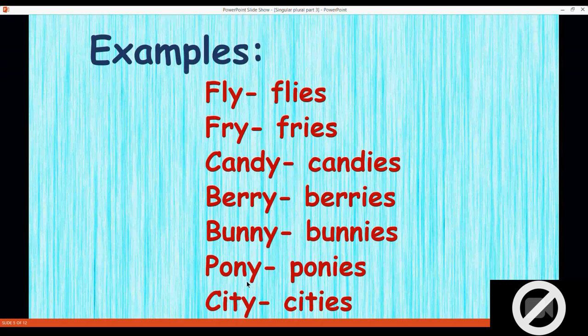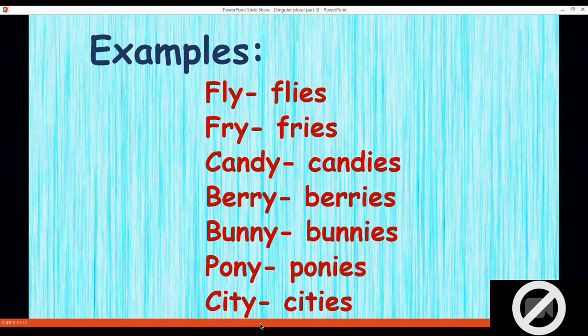Pony. Okay. So what is meant by pony? Do you know, Ilan? No, ma'am. Pony means baby horse. Have you seen a horse? Baby horse. Okay. So, pony.